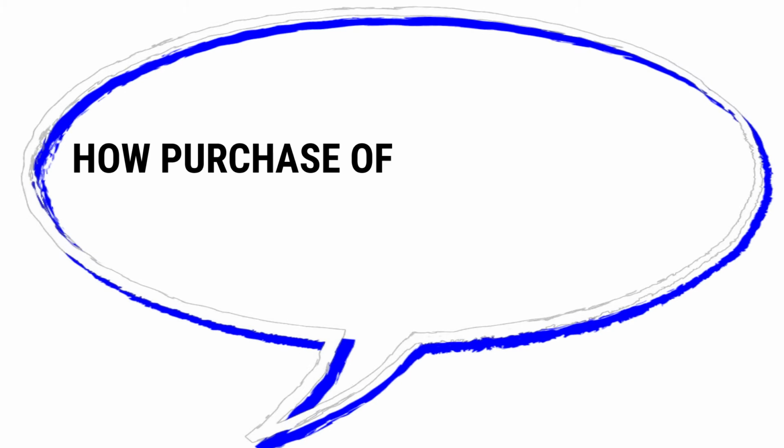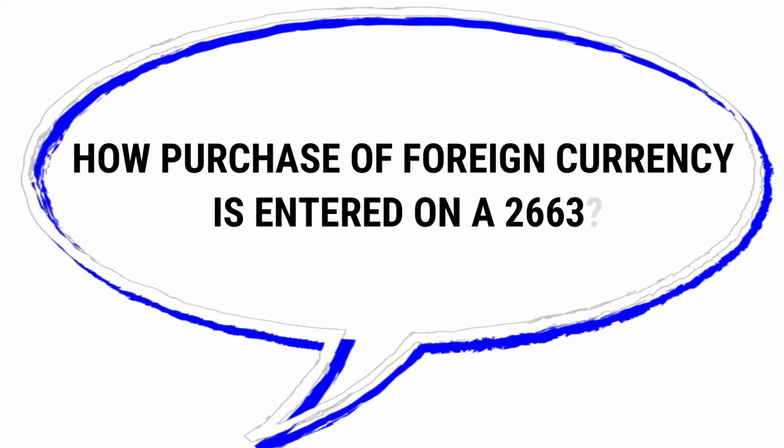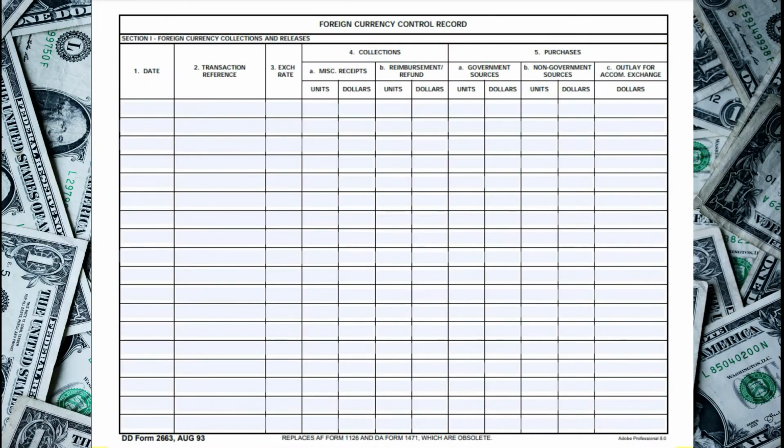Let's see how the purchase of foreign currency transaction is entered on the 2663. If you'd like to follow along, pause the video and grab a form. On the date column, enter the applicable business day. On the transaction reference column, identify the type of transaction. On the exchange rate column, enter the foreign currency to US dollar exchange rate applicable to the transaction. For this video, we will use 4.18 as the exchange rate. Keep in mind, the exchange rate will change when new foreign currency is purchased.